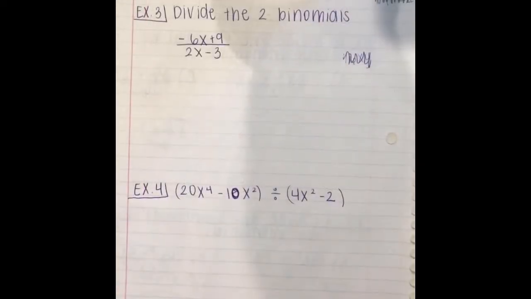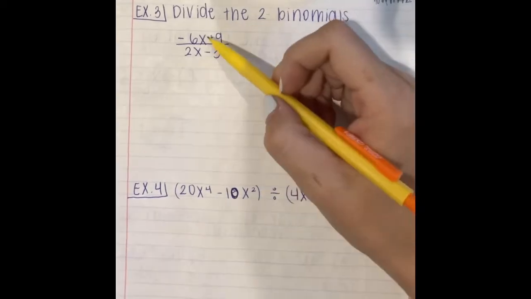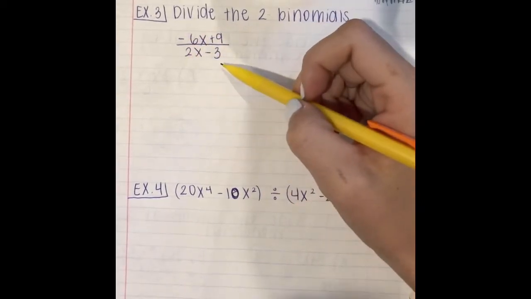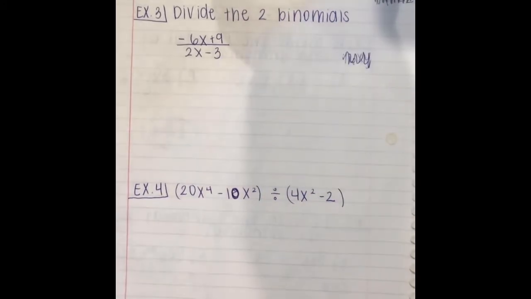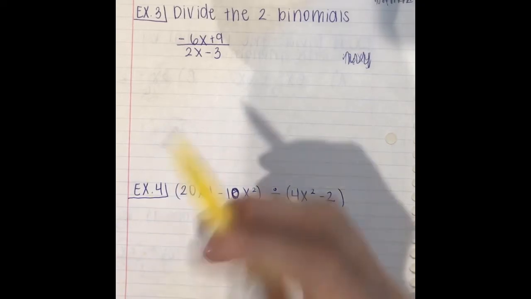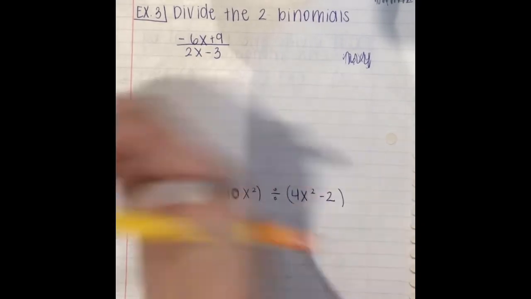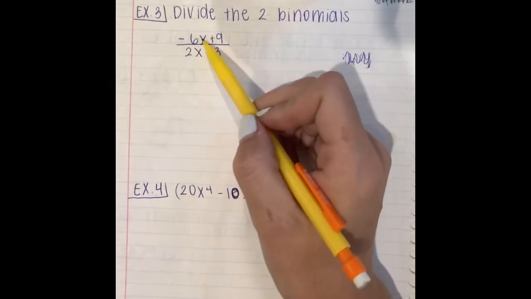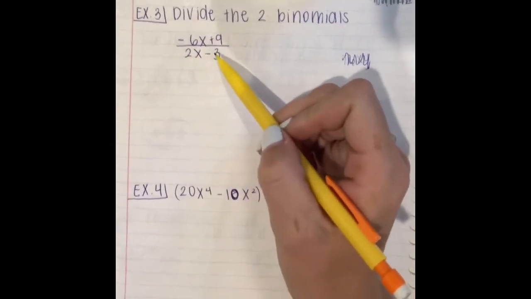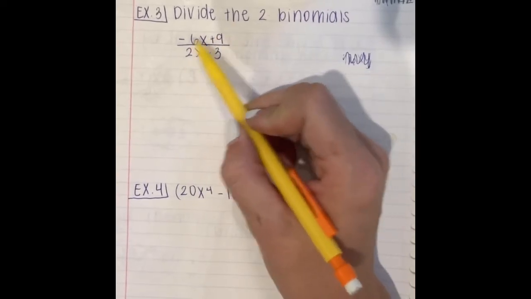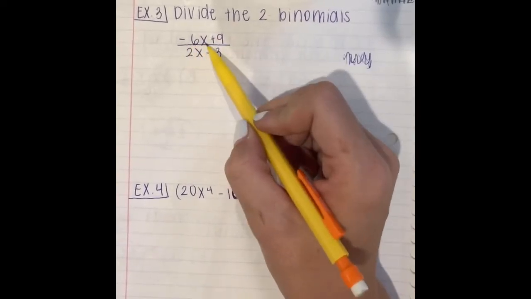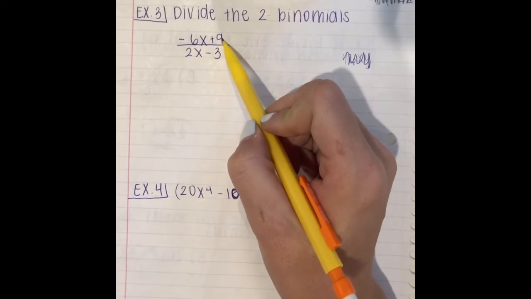All right, now we're dividing binomial by binomial. It's very different. You don't just circle and divide like we were doing earlier. You've got to actually factor. Factoring out terms means you're looking for what 2 terms have in common that you can divide out. So let's start with this example. Looking up top here, a negative 6x plus 9.